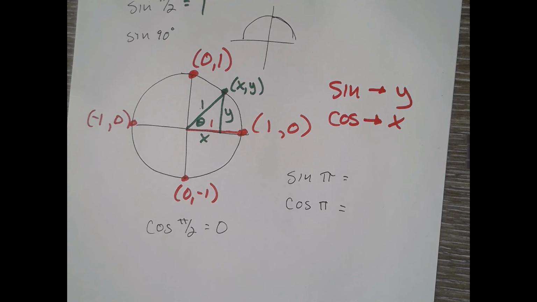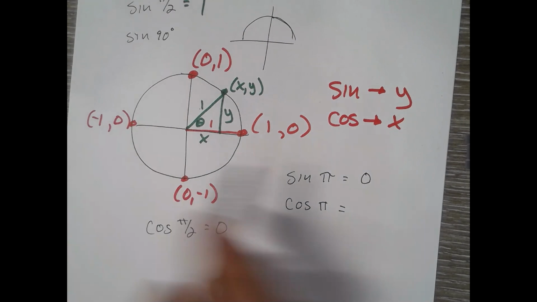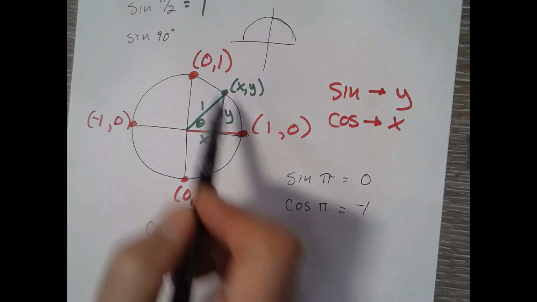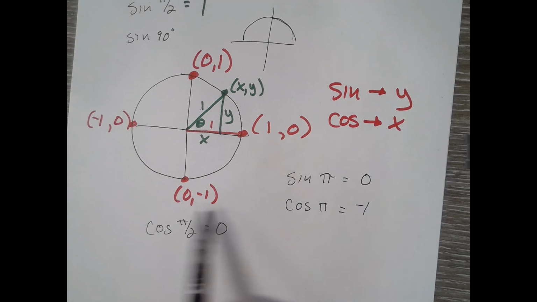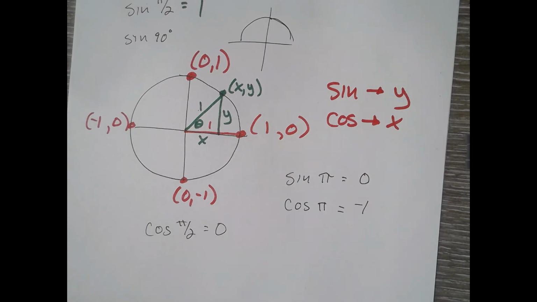Pi is how many degrees? 180. So we're looking at that ordered pair right there. What's the sine there? It's the y value, so it's 0. What's the cosine of pi? Negative 1. Anyone that lands on these axes, just think of the unit circle, your ordered pair, and remember that the sine is the y value, the cosine is the x value. All right, that would be pretty much all of 5.3.